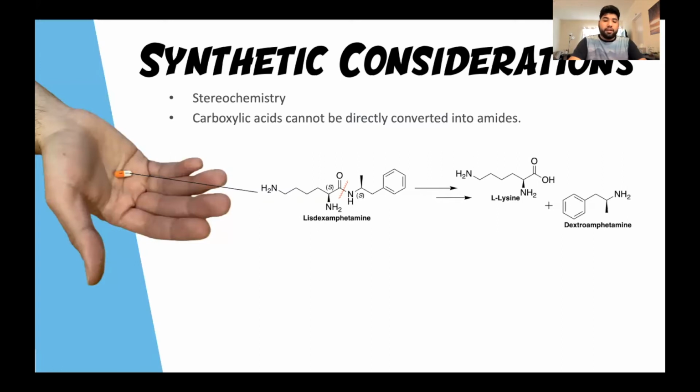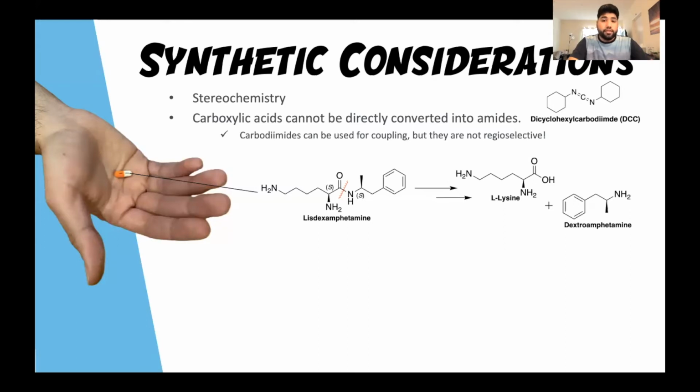The most common coupling reagents seen in peptide synthesis, and the ones we'll focus on in this presentation, are carbodiimide reagents such as dicyclohexylcarbodiimide, or DCC. However, carbodiimides are not regioselective, which means that peptide bonds can form between reacting amino acids at undesired sites. To circumvent this, protecting groups are used. In particular, we protect the amino or the carboxylic acid group of the amino acid.